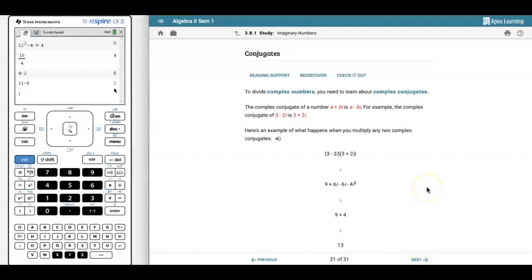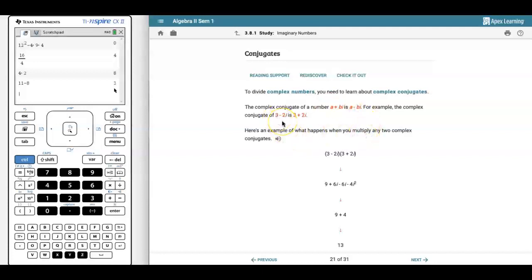Okay, now that we understand a little bit more about these complex numbers, there's this thing called complex conjugates. What a conjugate means is that it's the same but different in one aspect. With these complex conjugates, it uses the same variables, the same numbers. The difference is that in one you're going to add them, and in the other you're going to subtract them.